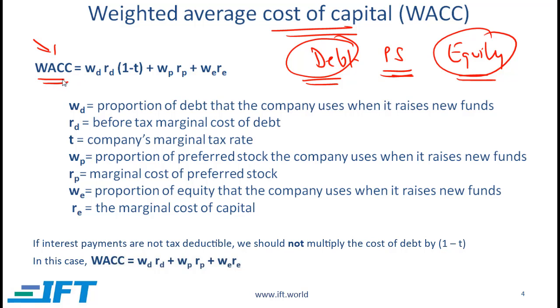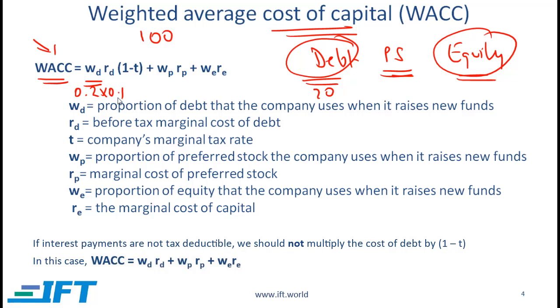Weighted average cost of capital is equal to the weight of debt times the cost of debt. So if a given company has raised a total of 100 million, of which 20 million comes from debt, then the weight of debt is 20 over 100, which is 0.2. Let's say that the company is paying an interest rate of 10% on this debt, then the cost of debt would be 10% or 0.1.